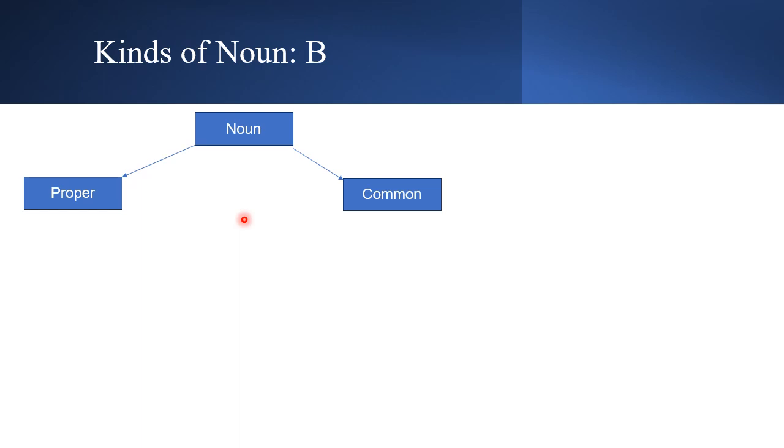So for example, Sarah, Emily, what else, Samantha, maybe Aisha, maybe Sumaya. Now these are some of the names that are proper nouns.